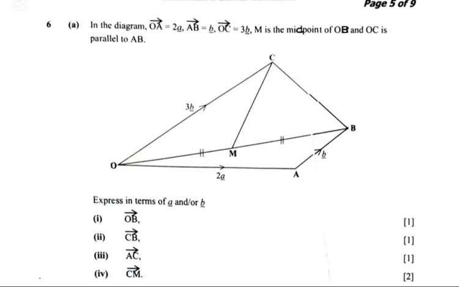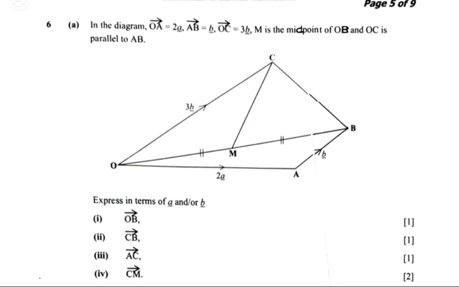Express in terms of vector A and or vector B. Roman numeral 1, OB vector, 1 mark. Roman numeral 2, CB vector, 1 mark. Roman numeral 3, AC vector, 1 mark also. Then the last one, Roman numeral 4, CM vector, which has 2 marks.